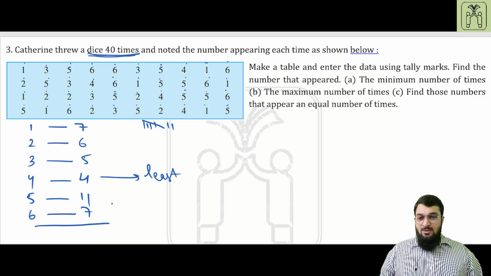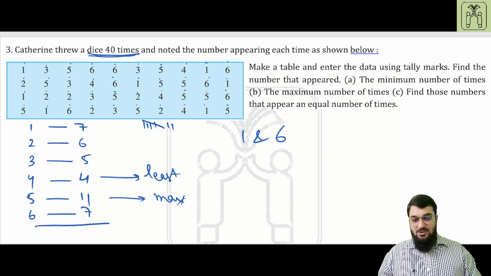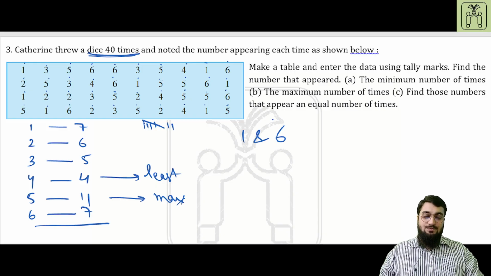Maximum number of times is for 5, that is the maximum. Find those numbers that appear equal. So there are two numbers that appear equal, that is 1 and 6. They appear equal number of times. Coming to the next question.